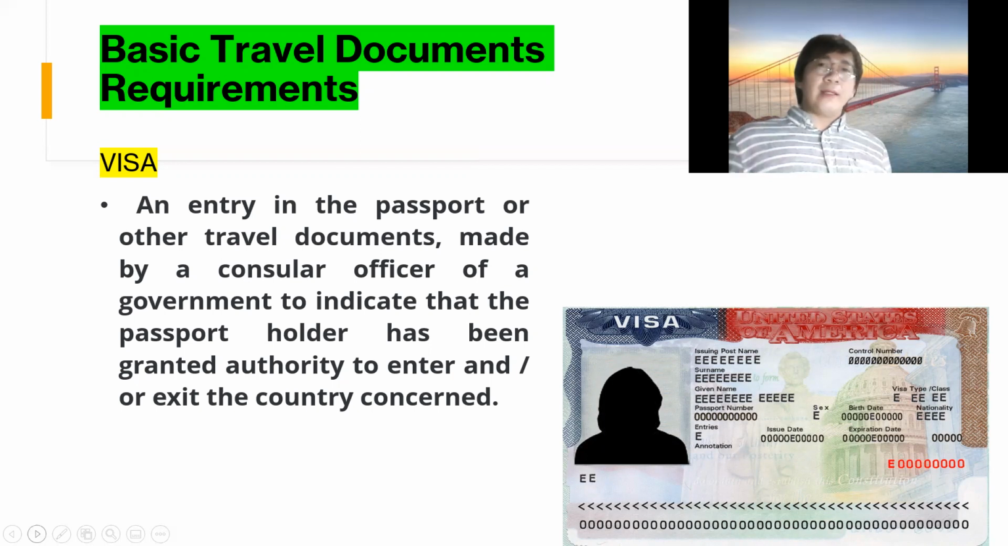Okay, so ganun siya. Again, visa is a document issued by a foreign government. Passport is issued by your own government. So meaning to say, if I'm a Filipino, my passport is a Filipino passport. And then if I'm applying for Japan or I'm going to travel to Japan, I need to have a Japanese visa, which is stamped in the passport. Okay, ganun siya. Now, when you have the visa, it is presumed that the visa is valid for both entry and exit. Okay? Entry and exit.